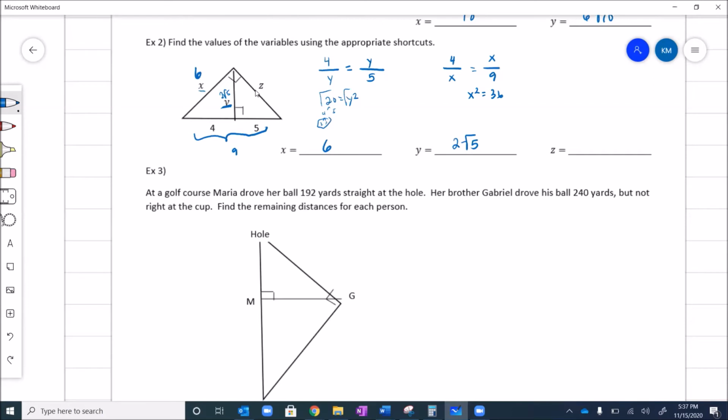Okay, and so here we should notice that z is the geometric mean between the side it's closest to and the entire hypotenuse. Set this up. Z is the geometric mean between the side it's closest to, 5, and the whole entire hypotenuse, which is 9. So 5 times 9 is 45. Z squared. Take the square root, and I should get 9 times 5, 3 and 3. And so I get 3 radical 5.